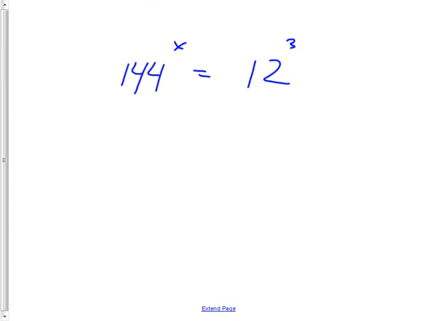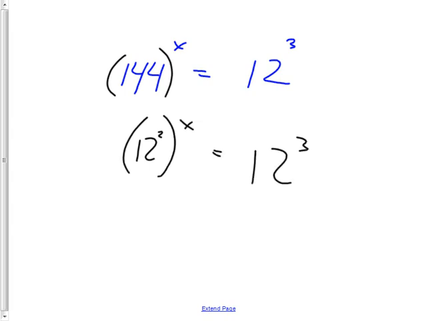All right. Do they have the same base as each other? Yeah, Ken. How can you rewrite the 144 as what to the what? This 144 right here. That's 12 squared to the x equals 12 to the third. Now how do you get all the bases the same? And therefore, this has to equal this.